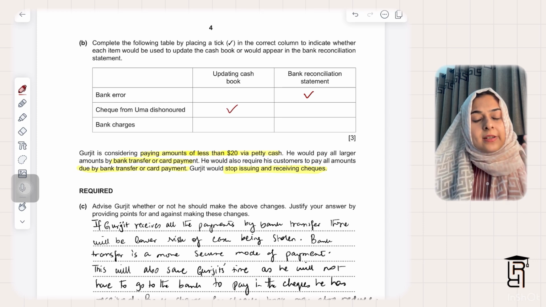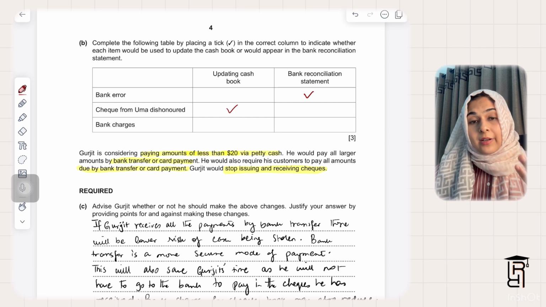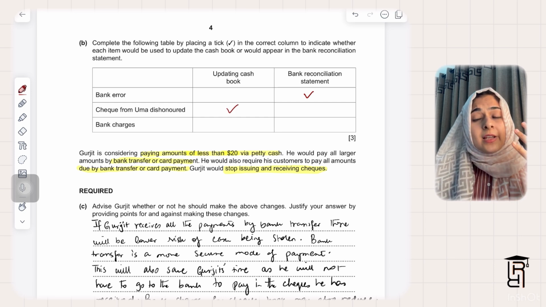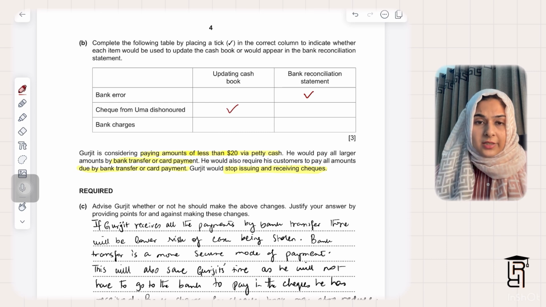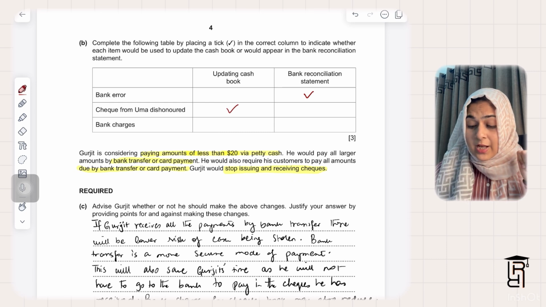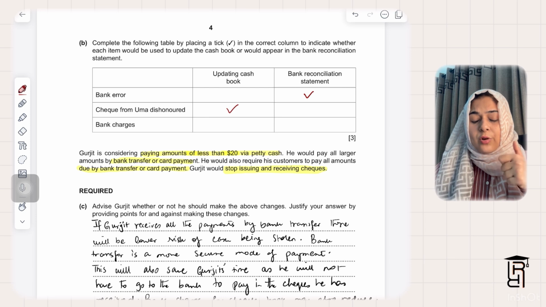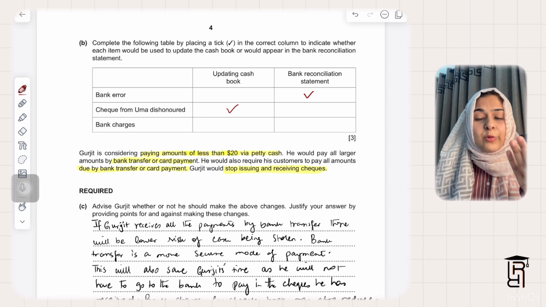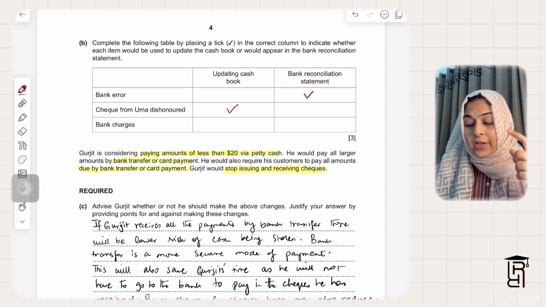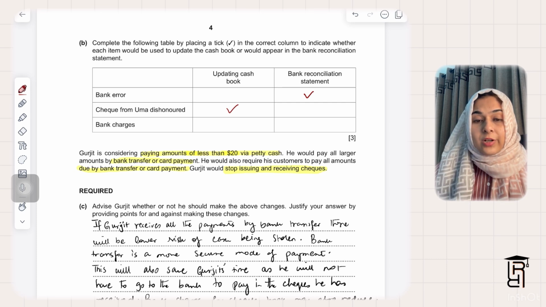Bank automatically deducts charges from our account because they are giving us a service, and they'll charge for their service, right? So the bank automatically deducts the amount from our account, and it shows on the bank statement that a certain amount has been deducted as bank charges. We only get to know about the bank charges when we receive the bank statement, and at that time we get to know the amount of bank charges which the bank has charged us, basically for their services.